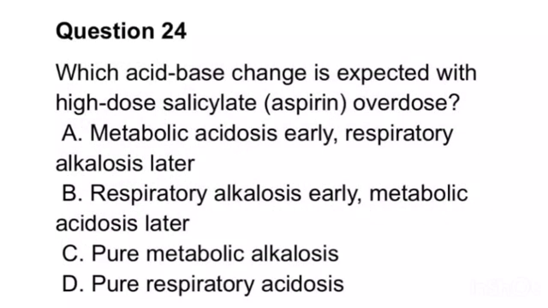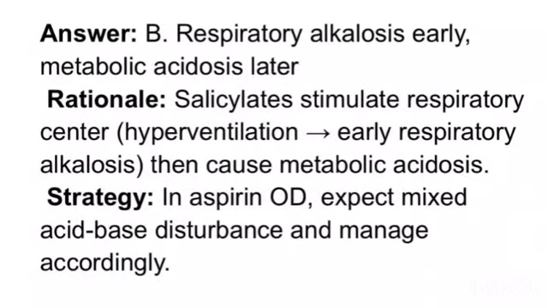Question 24. Which acid-base change is expected with high-dose salicylate, aspirin, overdose? A. Metabolic acidosis early, respiratory alkalosis later. B. Respiratory alkalosis early, metabolic acidosis later. C. Pure metabolic alkalosis. D. Pure respiratory acidosis. Answer, B. Respiratory alkalosis early, metabolic acidosis later. Rationale, salicylates stimulate respiratory center, hyperventilation causes early respiratory alkalosis, then metabolic acidosis. Strategy, in aspirin OD, expect mixed acid-base disturbance and manage accordingly.